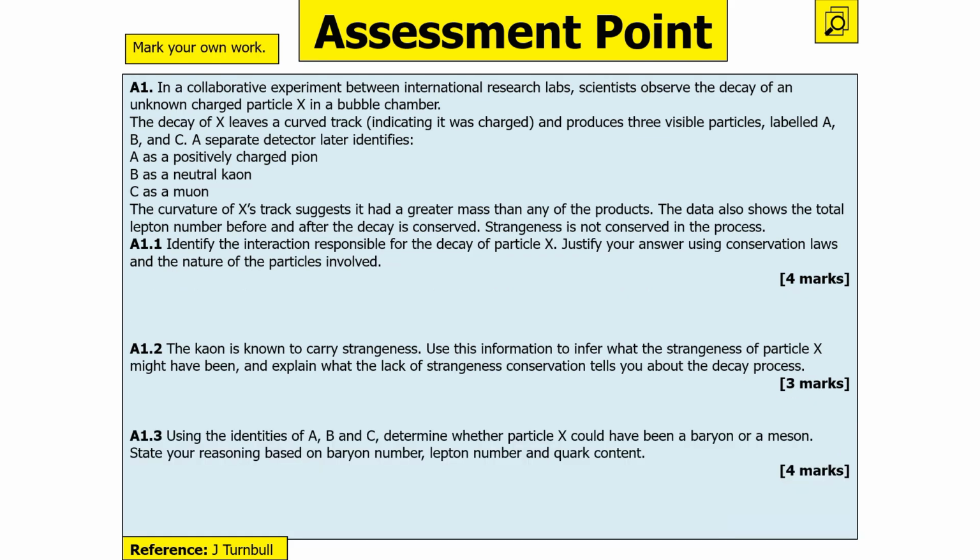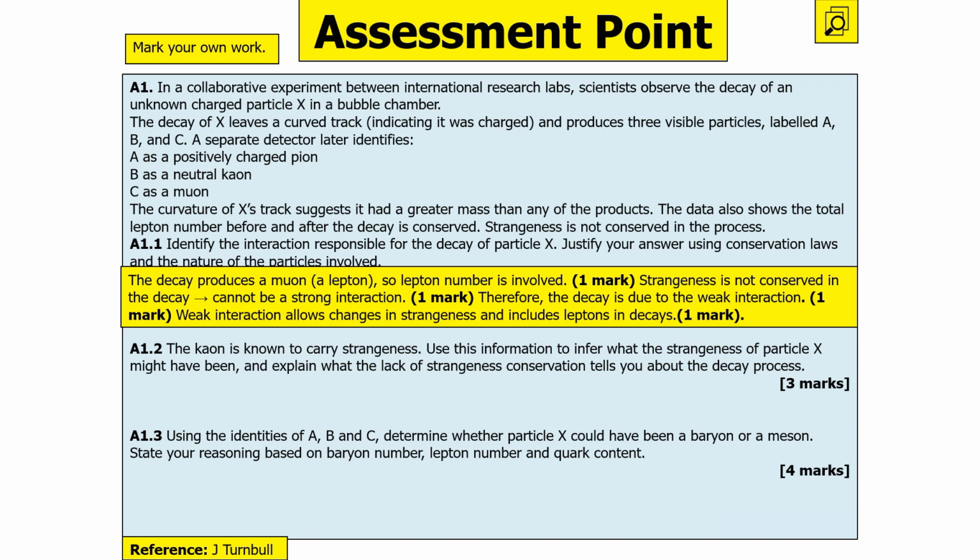Right, in this first one, we know that the decay is producing a muon, which is a lepton, so lepton number must be involved. Now, strangeness is not conserved in this decay, so it can't be a strong interaction. So therefore, the decay has to be due to the weak interaction. Now, the weak interaction allows changes in strangeness and also includes leptons in the decays as well.